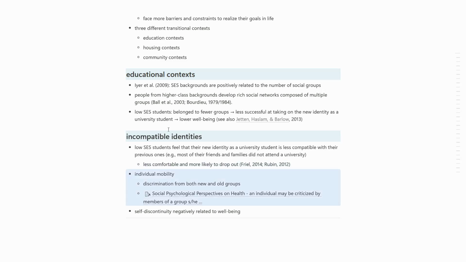And also, for people from lower social backgrounds, attending a university can be considered as individual mobility. So basically, they left their communities and came to university so that they can improve their social status. But that can be considered as a betrayal by their old group members. So they can be discriminated against by old groups, but also because they come from a lower social background, they may be discriminated against by new group members as they come from a different social background.